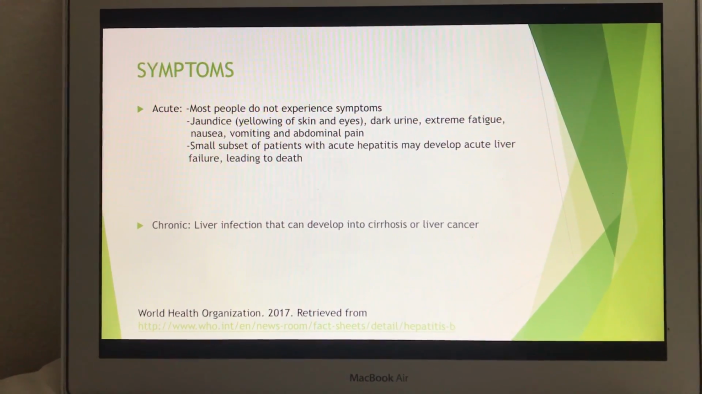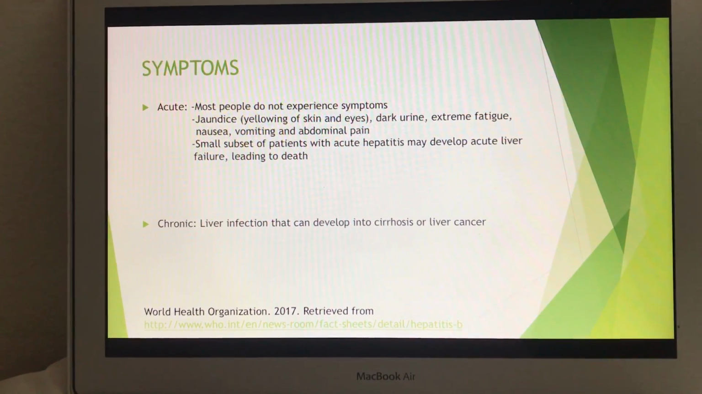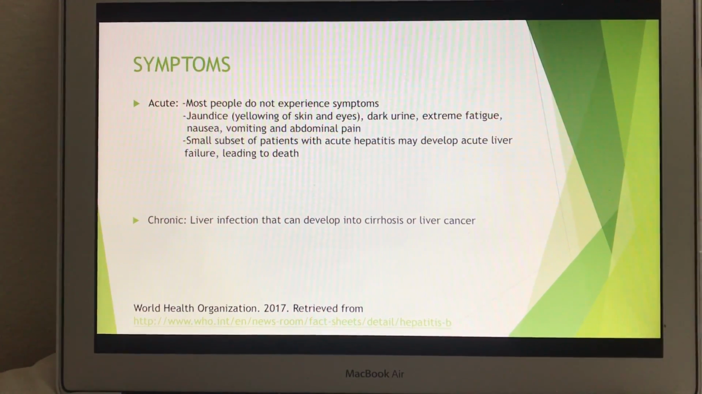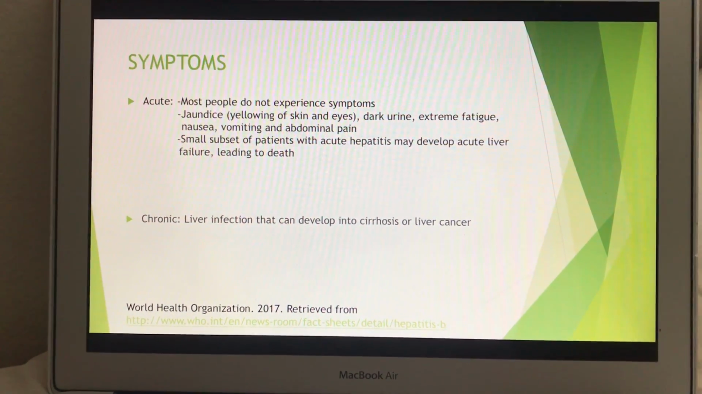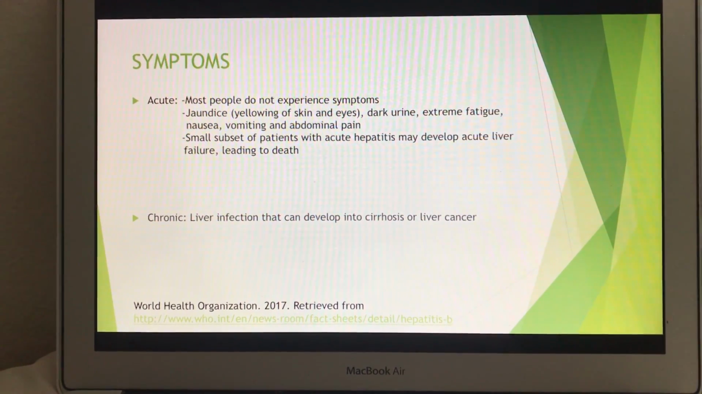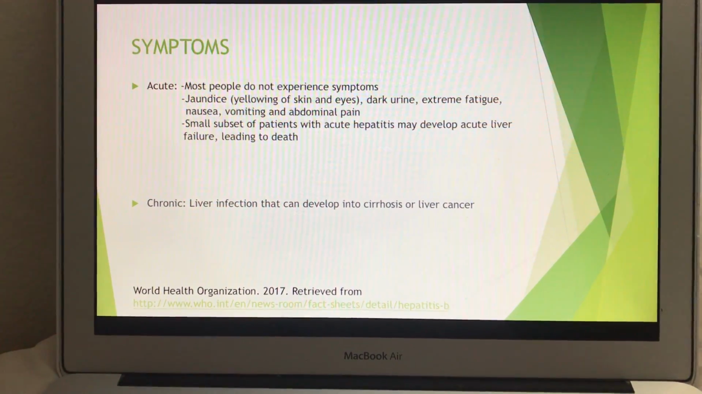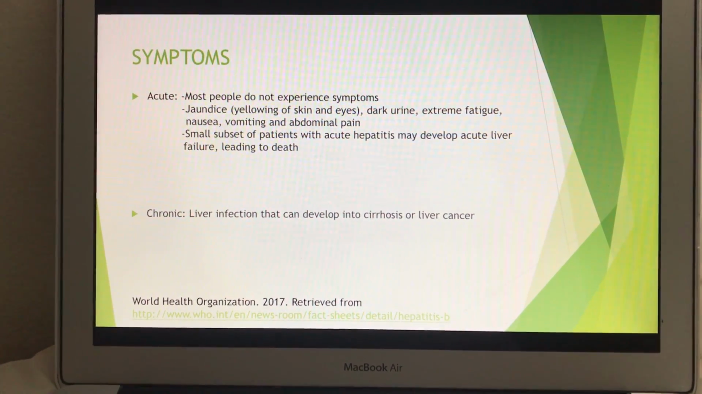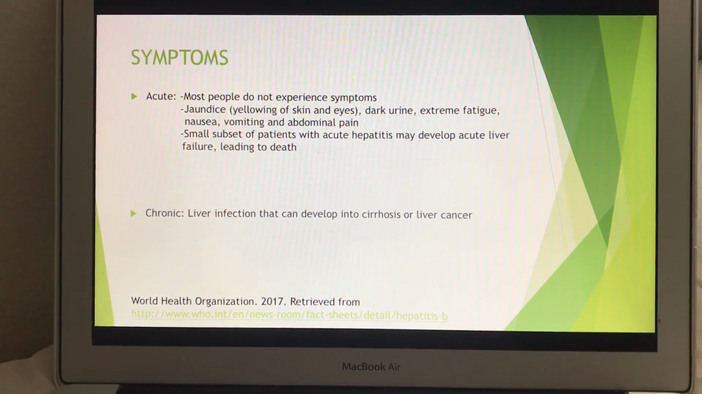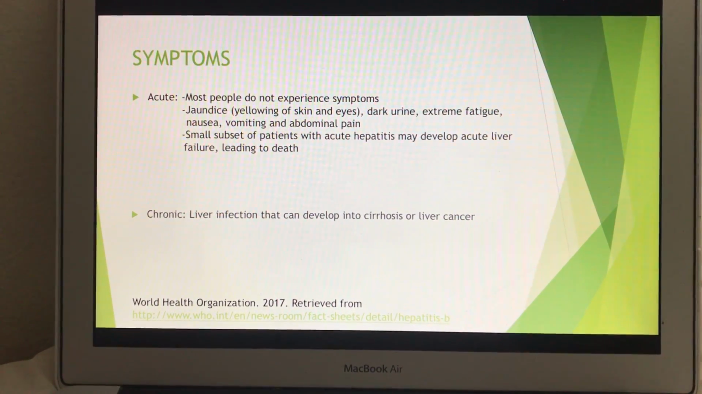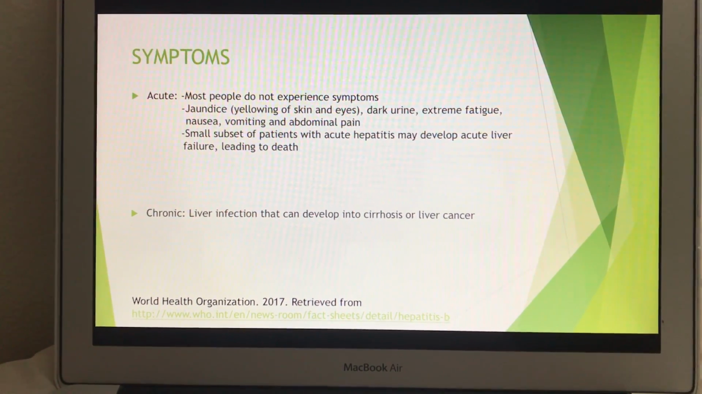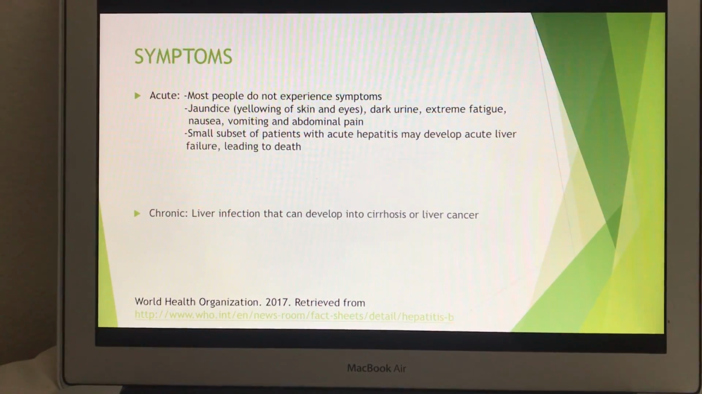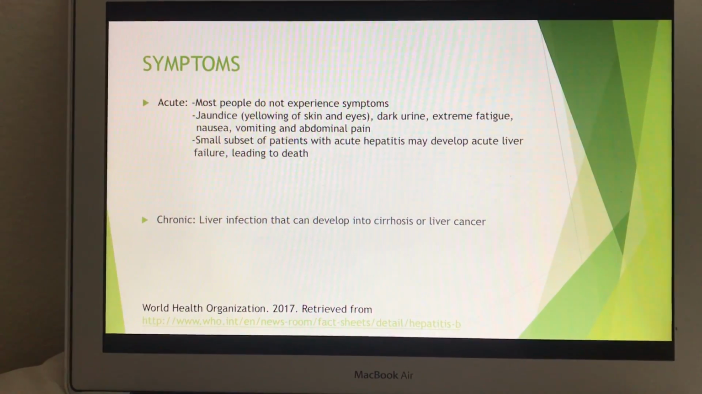As far as the symptoms, you can have acute hepatitis B or chronic hepatitis B. Those with acute hepatitis B usually do not experience symptoms. However, those that do may experience jaundice, which is yellowing of the skin and eyes, dark urine, extreme fatigue, nausea, vomiting, and abdominal pain. A small subset of patients that have acute hepatitis may develop acute liver failure, which may lead to death. Those with chronic hepatitis B may have a liver infection that can develop into cirrhosis or liver cancer.